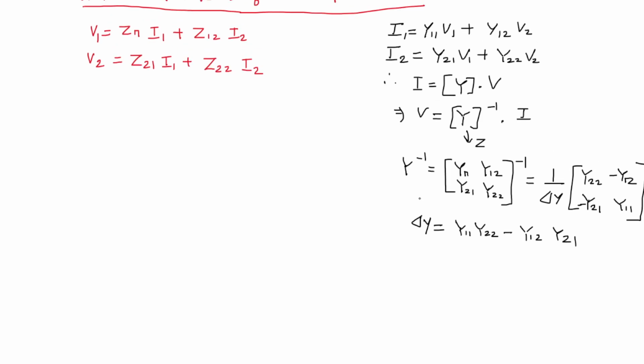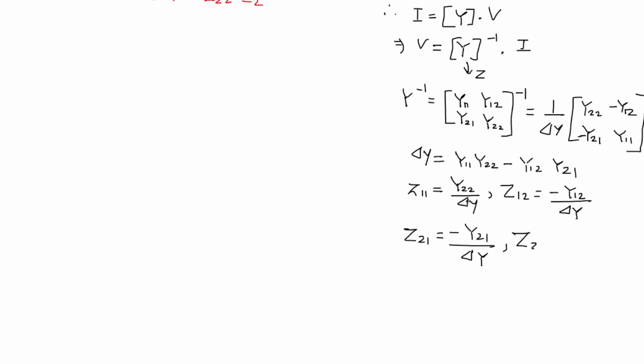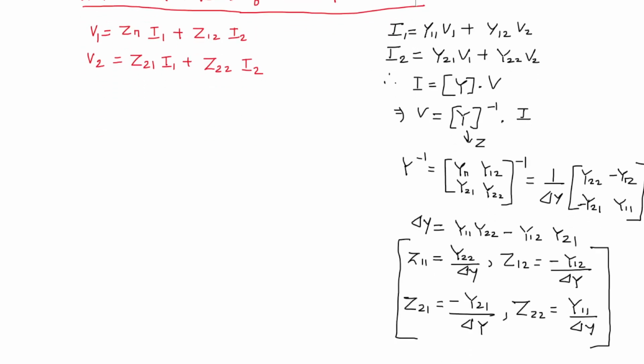So therefore from this, if we compare, Z11 is nothing but Y22 divided by delta Y. Z12 is nothing but minus Y12 by delta Y. Z21 is nothing but minus Y21 by delta Y. And finally we have Z22, that will be equal to Y11 by delta Y. So this is the interrelationship between Z parameter and Y parameter.